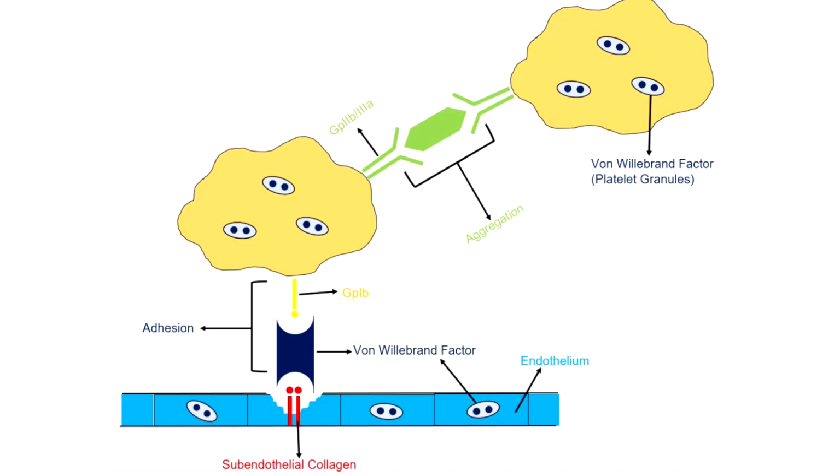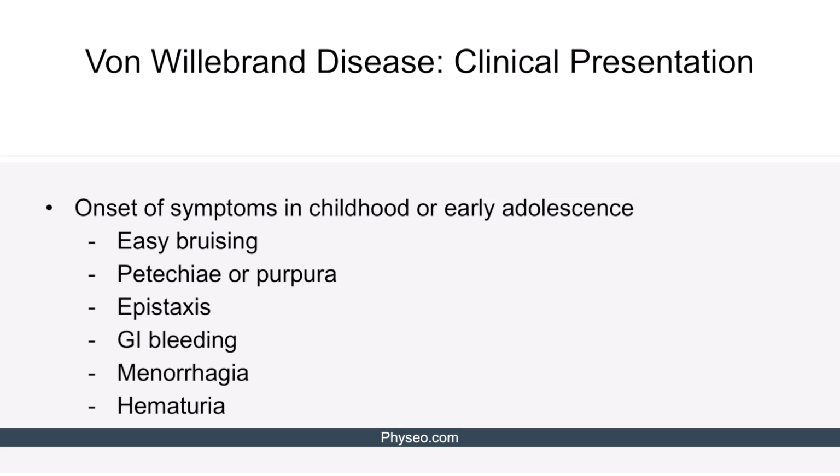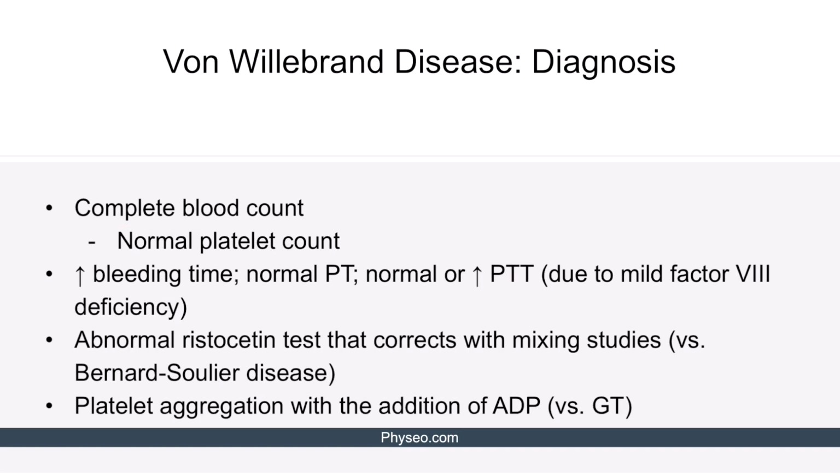Here we see the illustration that we have revisited several times. As we already mentioned on the previous slide, von Willebrand disease is due to von Willebrand factor deficiency. Now we can see how this deficiency will impair platelet adhesion. The clinical presentation of von Willebrand disease is no different than that of any other platelet disorder. Patients experience skin and mucosal bleeding since childhood. Let's talk about the diagnosis of von Willebrand disease.